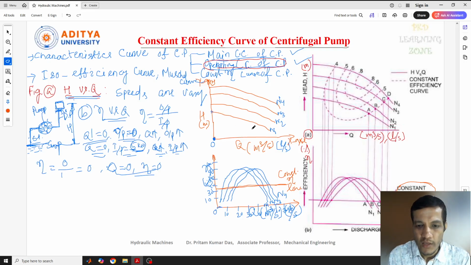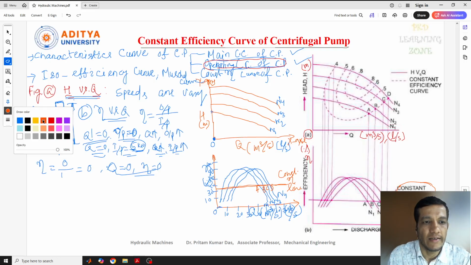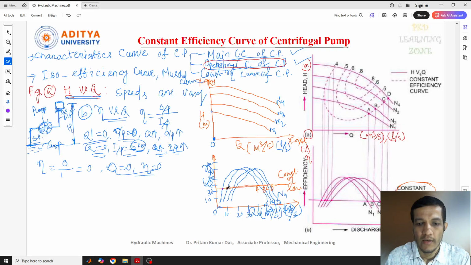Now you can see where this line meets the curves of different speeds. We can mark these points A, B, C, D. Now we'll just draw some vertical lines from each point, from each of the speed lines. So these are the different speeds, correct? Now if you want to find out for a particular speed what the discharge is, how much efficiency and how much head, you can identify it.